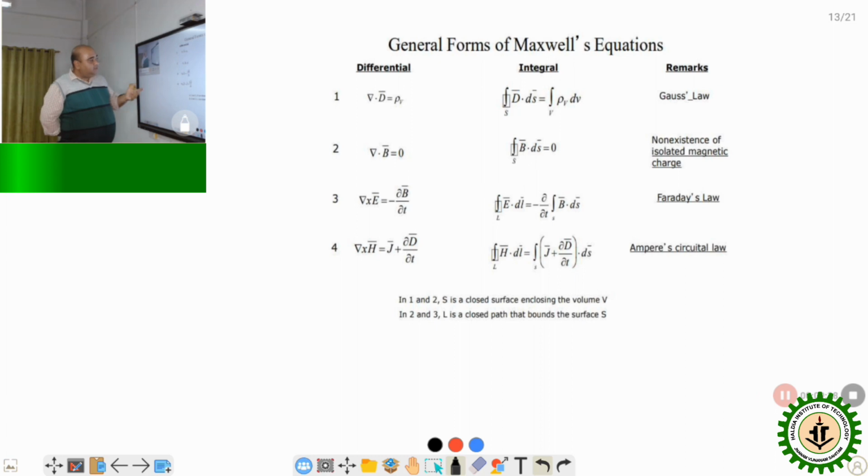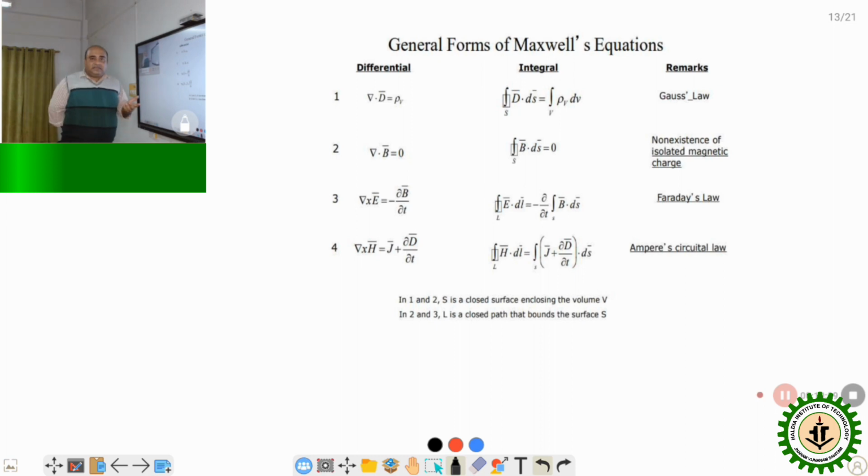But coming to the third equation, del cross E bar is equal to minus dou B bar by dou t. This is actually coming from Faraday's law of electromagnetic induction. That means if there is a change in B bar, that is, the magnetic field is changing, you are having a changing electric field. Coming to the fourth equation, del cross H equal to J plus dou D bar by dou t. This is a further extension or modification of Ampere's circuital law.